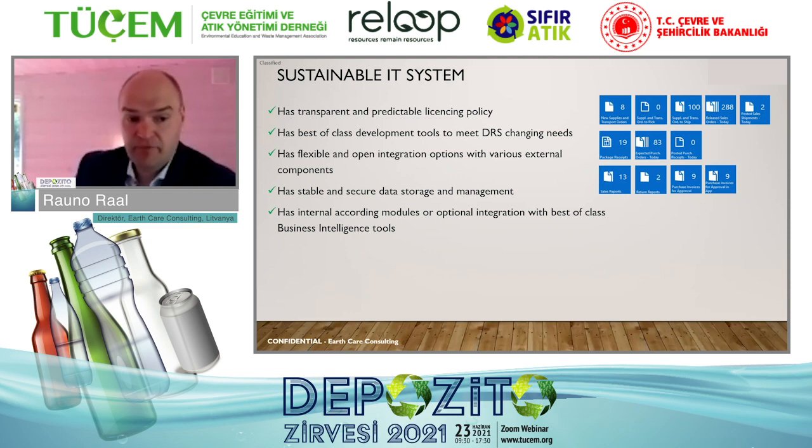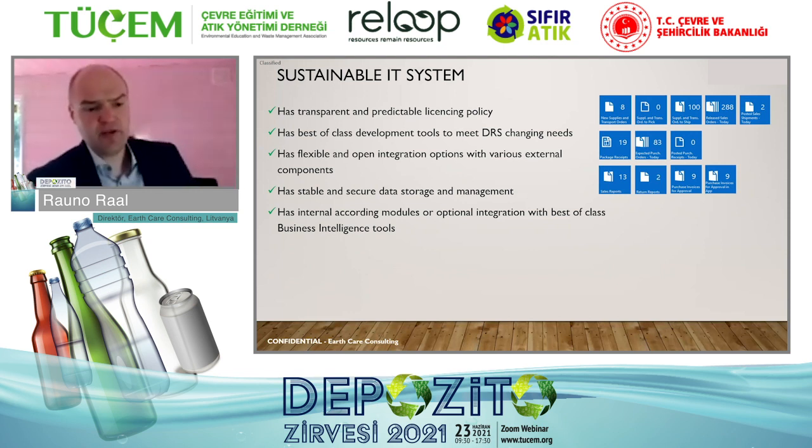It has to have flexible and open integration options with various external components. Basically, there are a lot of, as already mentioned, starting from industrial scales, ending with the RVMs, automatic reverse vending machines, that have to be integrated somehow to the central IT system. So basically, there have to be integration tools. The platform needs to be quite open. And naturally, it has to have a stable and secure data storage management.